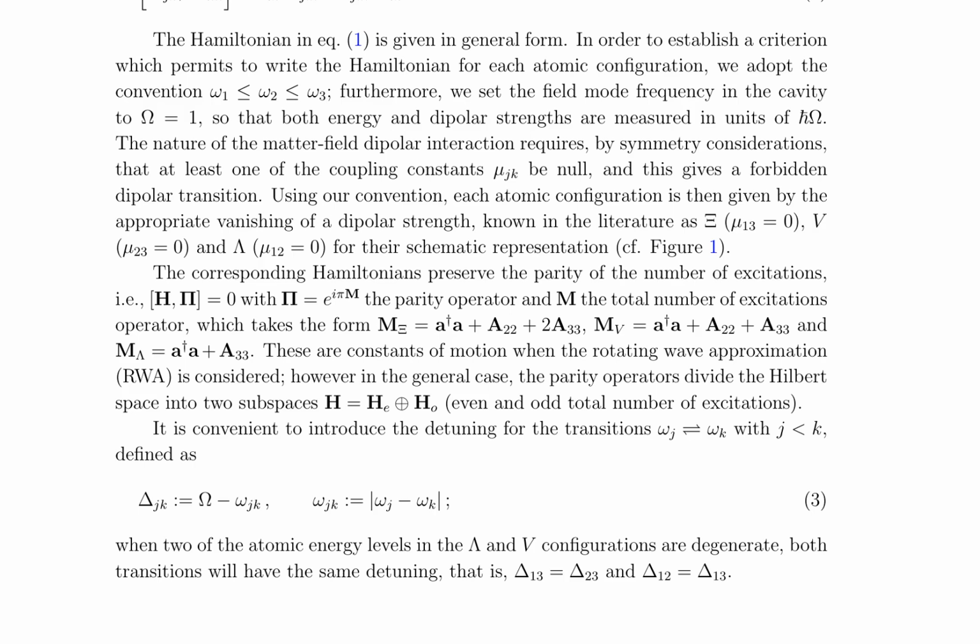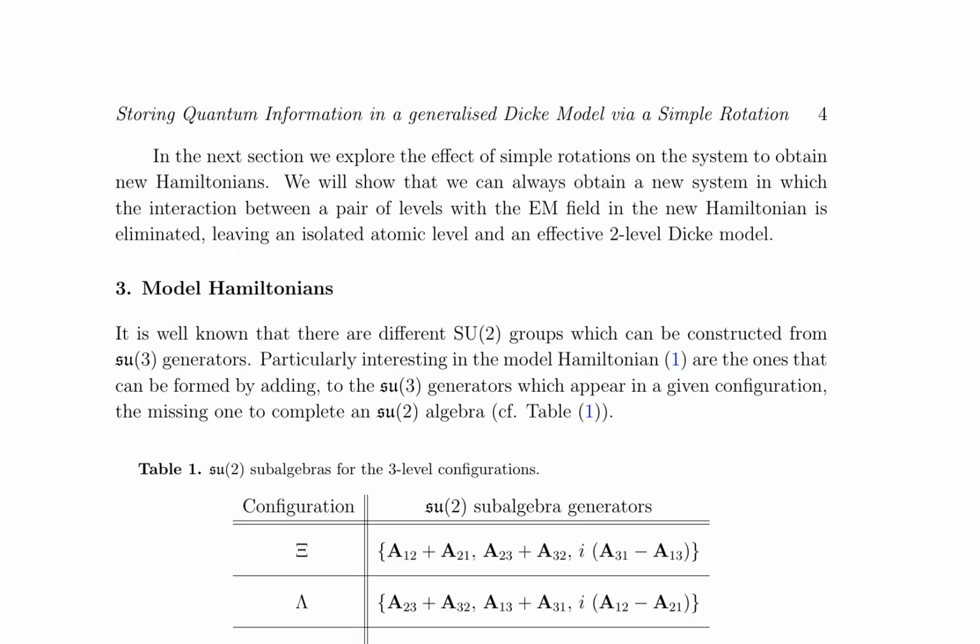In order to eliminate the interaction between one pair of atomic levels with the EM field in the cavity, rotations through the third element in each corresponding SU(2) subalgebra are applied, as shown in Table 1. These rotations, given by equation 4, involve selecting the parameter alpha such that certain interactions vanish in the transformed Hamiltonian, H. Depending on the configuration, different values of alpha are chosen to eliminate specific interactions, as detailed in the text.